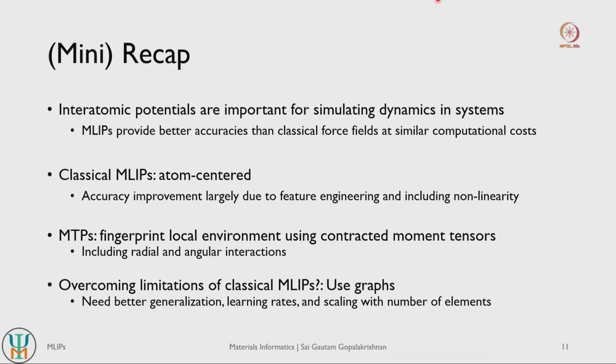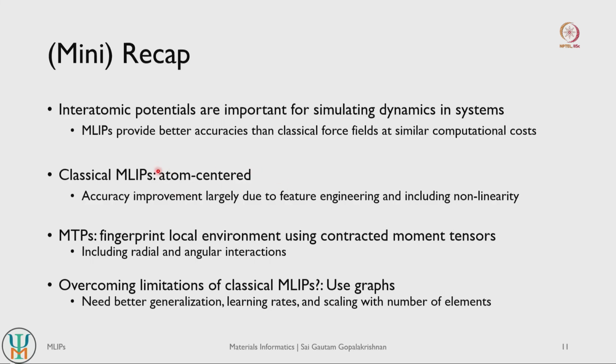So with that we will have a short recap of what we discussed in this lecture, and we will stop. Interatomic potentials are important for simulating dynamics in several systems, and machine learning interatomic potentials can improve upon the accuracies of classical force fields and can have similar computational costs. So you can access larger length scales and longer time scales at better accuracies than what is possible with classical force fields. The classical version of the machine learning interatomic potentials, or classical MLIPs, are all atom centered, right.